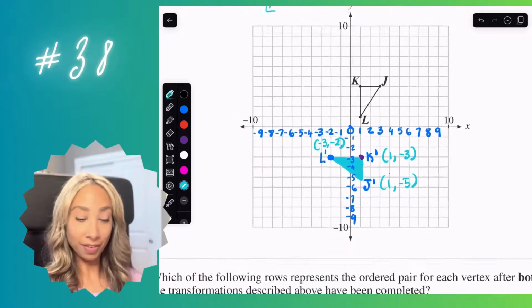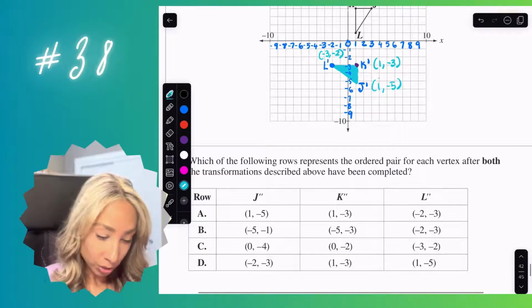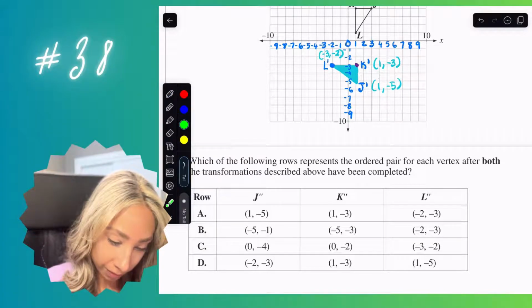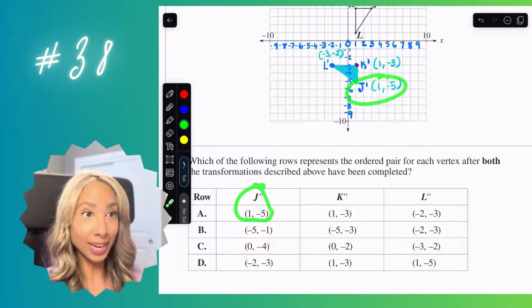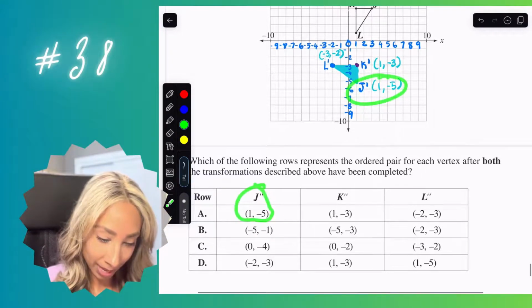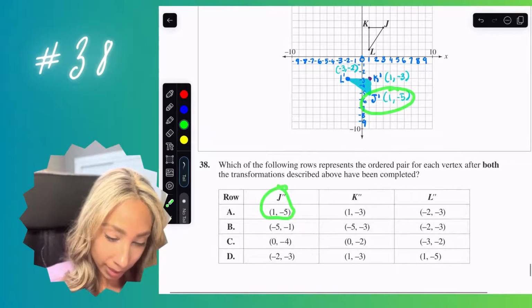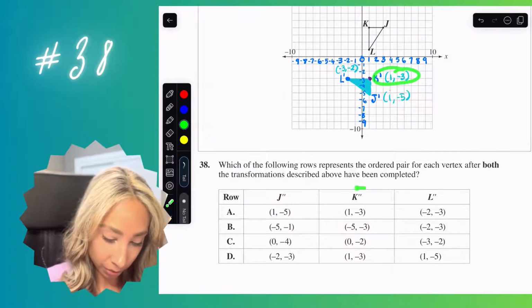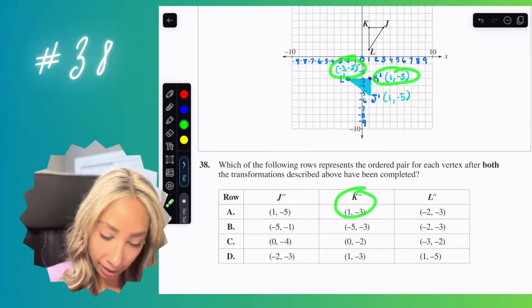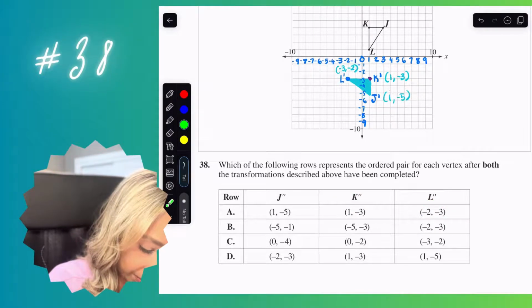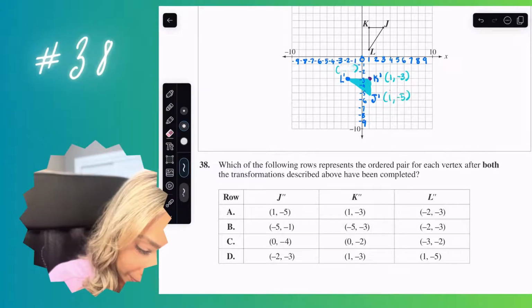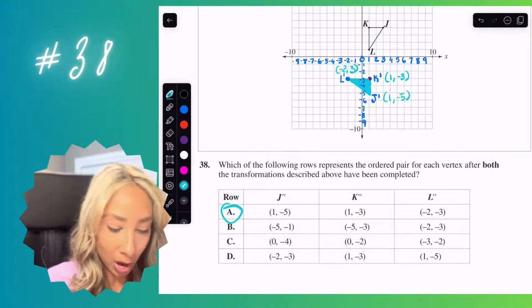Now we just have to find an option that matches that. Let's see here. I'm going to start with J first. Okay, that one looks good. Actually, I think that's going to be it. Let's verify our other ones. Point K is 1 and -3. Looks good. And L is -2 and 3. It would help if I wrote it correctly. So that would be -2 and 3. So that leaves us with option A.